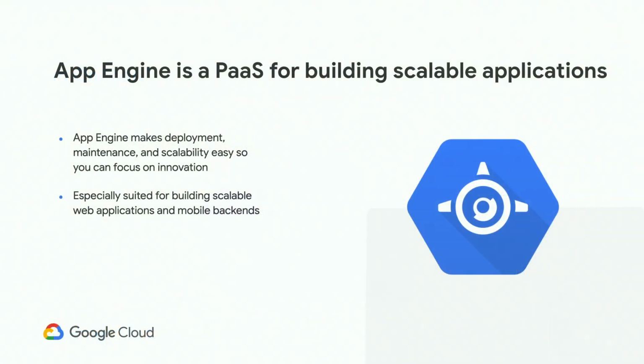So App Engine is a platform as a service for building scalable applications, and App Engine, of course, makes the deployment, maintenance, and scalability easy so you can focus on the innovation. So I'll say you focus on the business logic itself, and all the rest is taken care of by App Engine. It's especially suited for building scalable web applications and mobile backends.